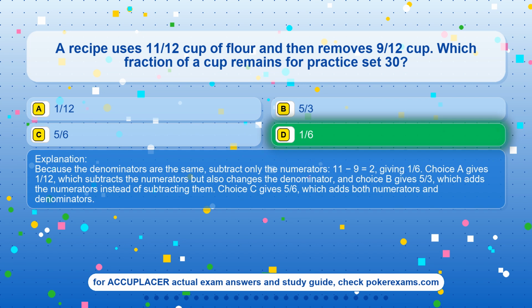Because the denominators are the same, subtract only the numerators. 11 minus 9 equals 2, giving 1/6. Choice A gives 1/12, which subtracts the numerators but also changes the denominator, and choice B gives 5/3, which adds the numerators instead of subtracting them. Choice C gives 5/6, which adds both numerators and denominators.